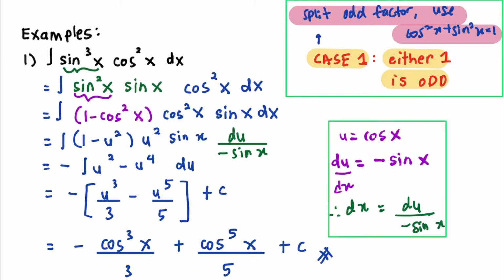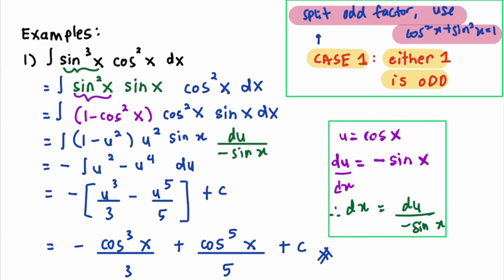Now let's focus on example 1. So this is case number 1, either one is odd, because the question is sine to the power of 3 x and you have cos squared x dx. So your sine factor here is odd. So what should you do in this case? We need to split the odd factor and use the trigonometric identity. So let's split this. This is sine to the power of 2 x and sine x, and just rewrite back cos squared x dx. Then let's take the square here and let's open up using the trigonometric identities. The identity for sine squared is 1 minus cos squared, and let's rewrite back your cos squared, and let's rewrite back your sine x dx.